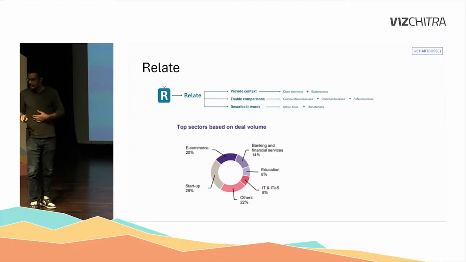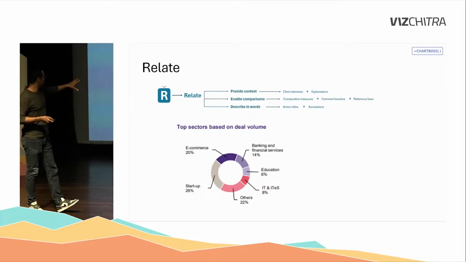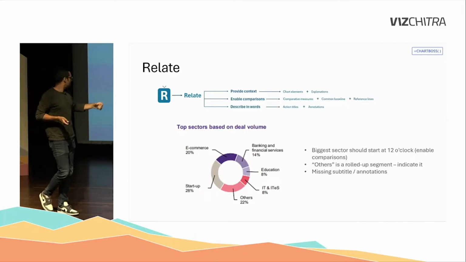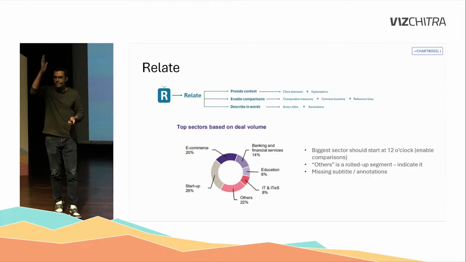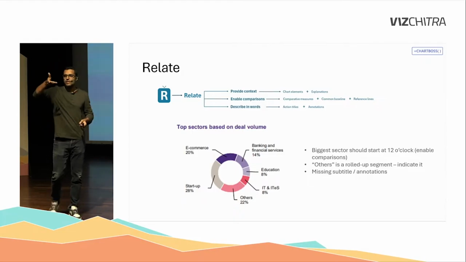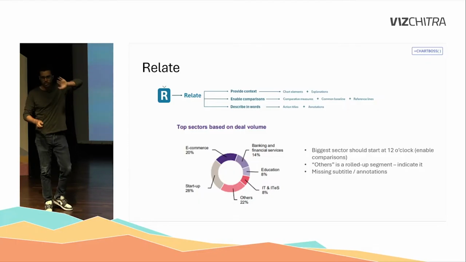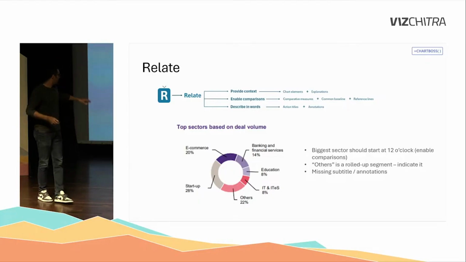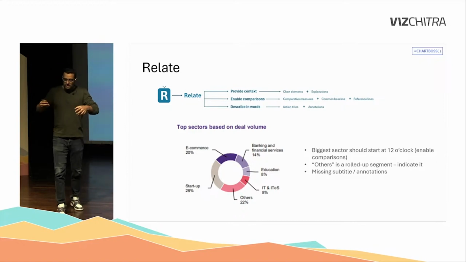And then relate is, you want to provide context, enable comparisons, and describe in words. So one of the things we'd want to do is, whenever you have these circular charts, always arrange them in descending order and always start at 12 o'clock, right? So that people know where to read from. And another thing is this others segment over there, which is actually a rolled up segment, composed of many other segments, but it's not mentioned anywhere.